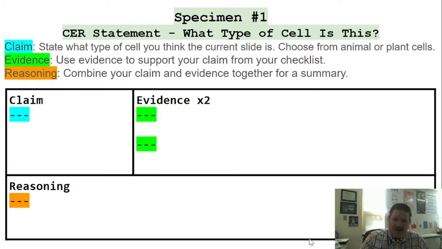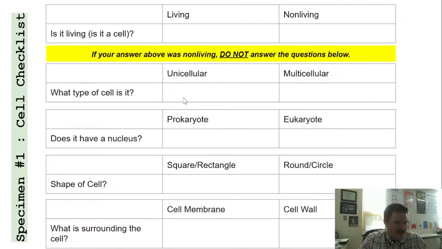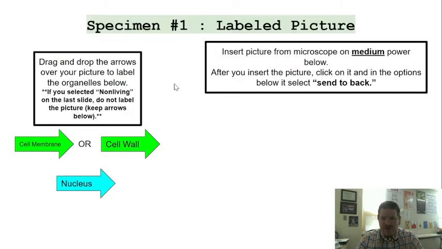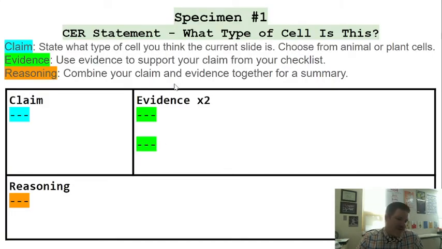For your CER, take a look at our instructions over here of what you need to do for your claim, evidence, and reasoning. For your claim, you choose to claim whether or not it is an animal or a plant cell. So it is simply: it is an animal cell, or it is a plant cell. That's all you have to do for your claim. Your evidence then should come from the checklist. So you should reference one of these 5 things as your evidence. You'll need at least 2 out of the 5 things to represent why it is a plant or an animal. Some things apply better than others.